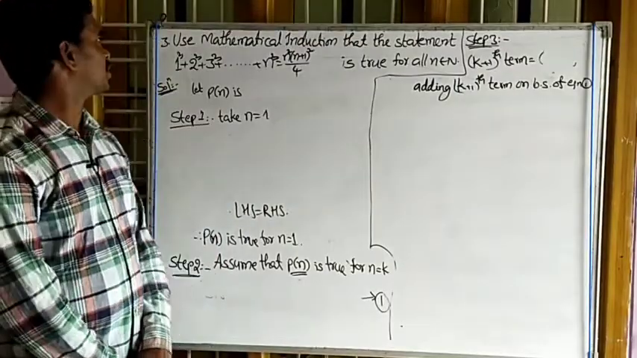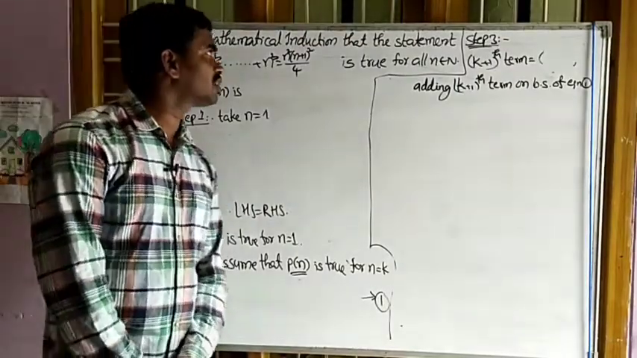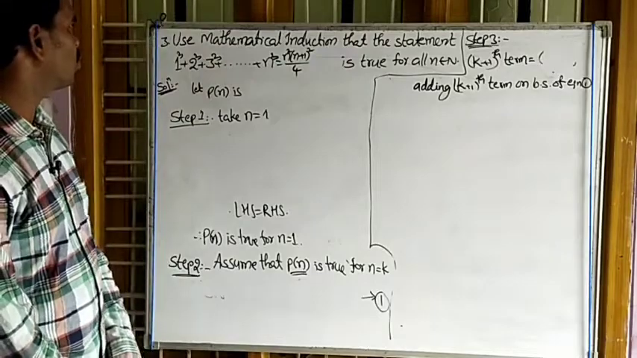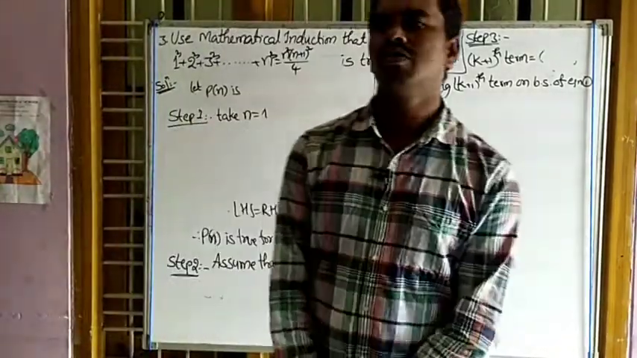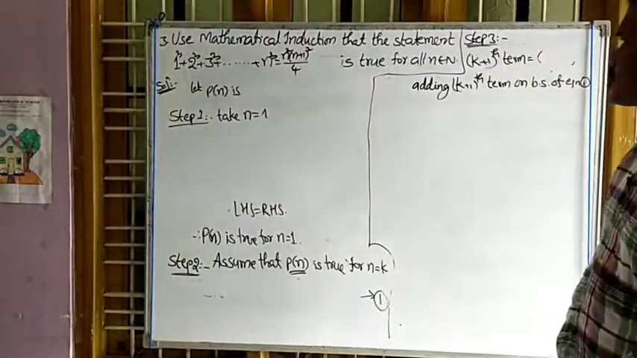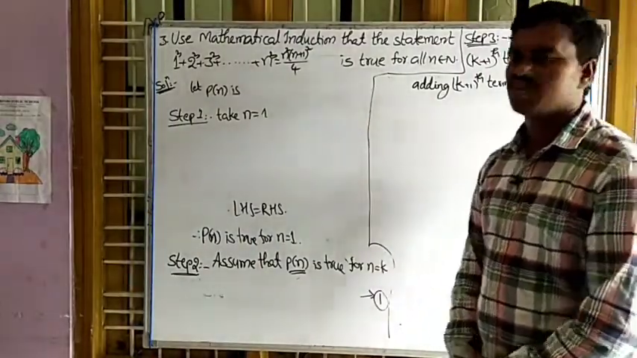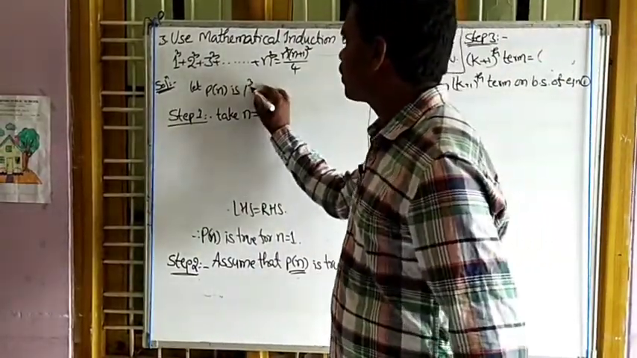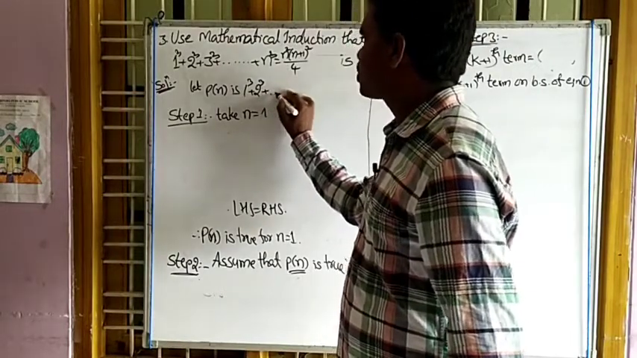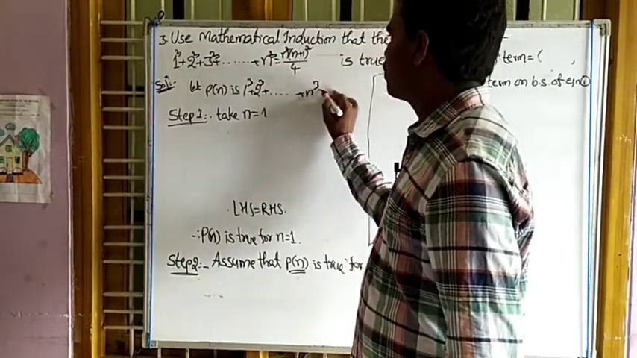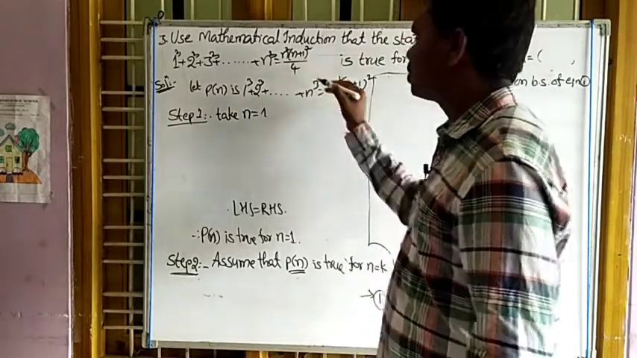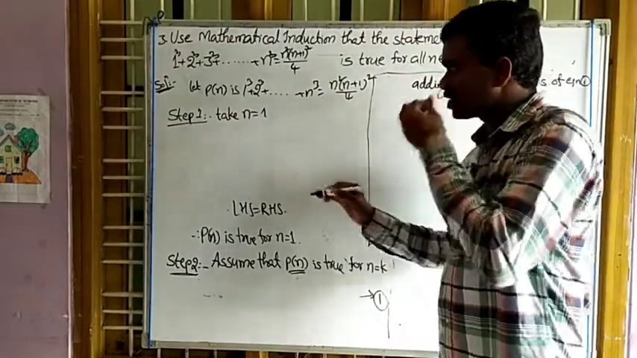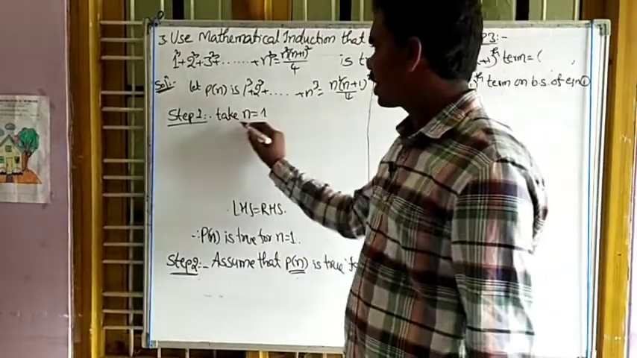Third question. Same. Use mathematical induction to show that the statement 1 cube plus 2 cube plus 3 cube and so on plus n cube equals n square into n plus 1 whole square by 4 is true for all n belongs to capital N. So first, P of n is 1 cube plus 2 cube plus so on plus n cube equal to n square into n plus 1 whole square by 4. This is the question as desired.